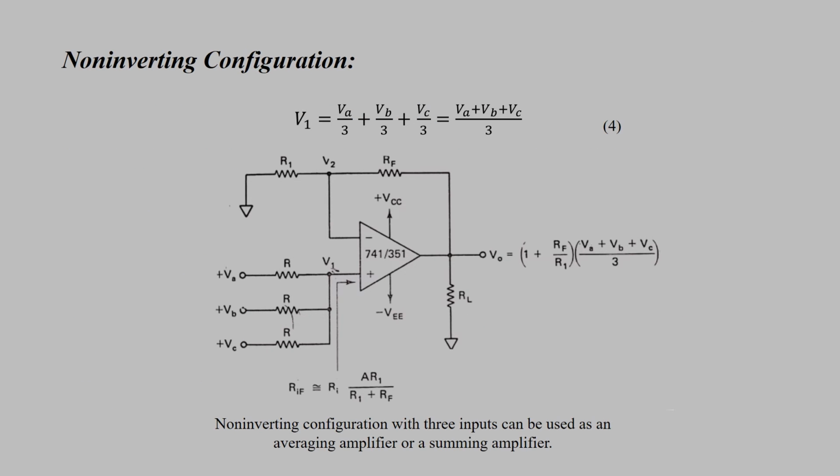So by solving the above equation, the voltage at V1 becomes VA by 3 plus VB by 3 plus VC by 3, that is VA plus VB plus VC by 3. The total output voltage V0 will become 1 plus RF by R1 into VA plus VB plus VC by 3. So using 3 inputs.